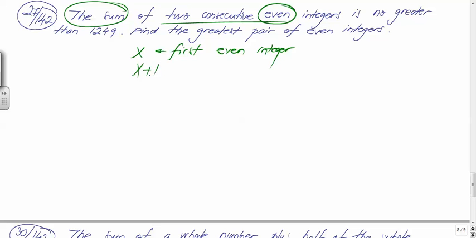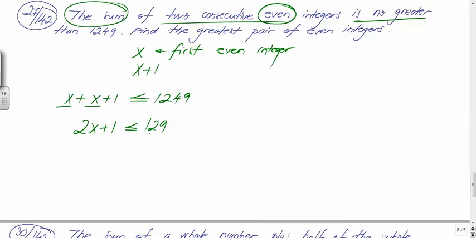Okay, we're going ahead, and we know that their sum, x plus x plus 1, is no greater, okay, which means it can be that, but has to be less than, right? So less than or equal to 1249. Is no greater. Can it be greater than 1249? No, it cannot. Combining your like terms, right? You have 2x plus 1 less than or equal to 1249. But I made a mistake.